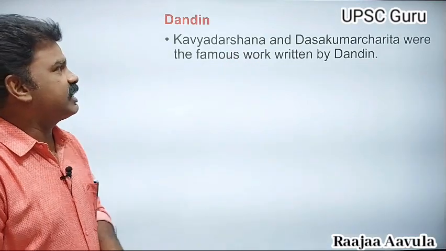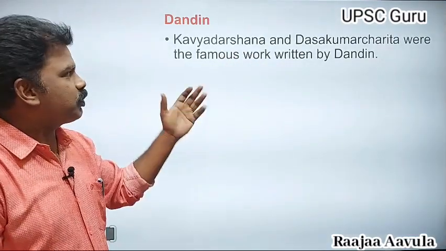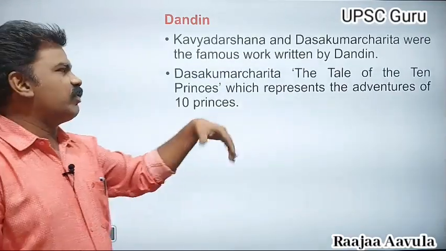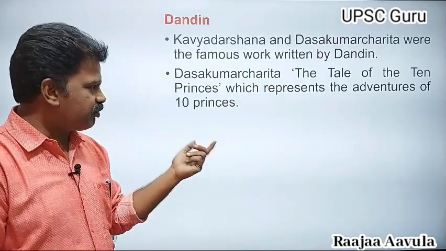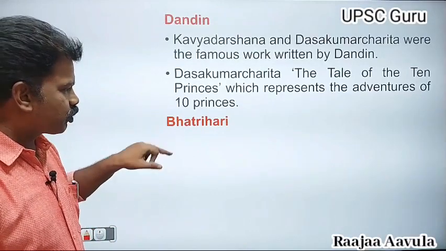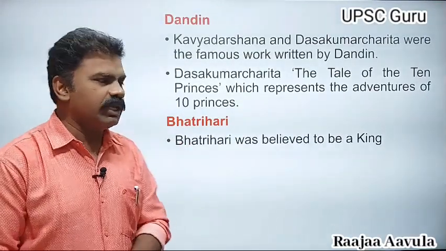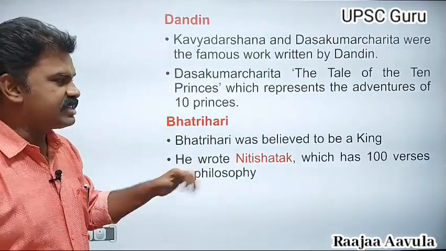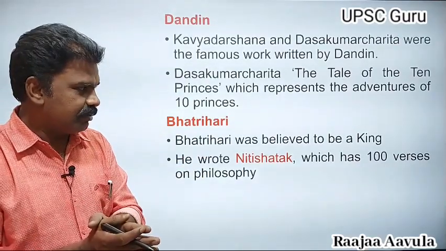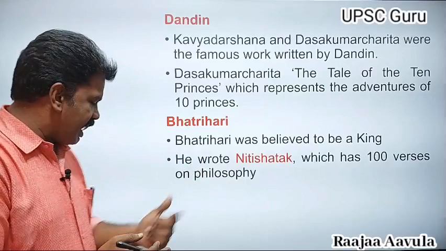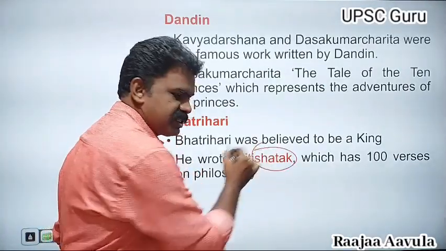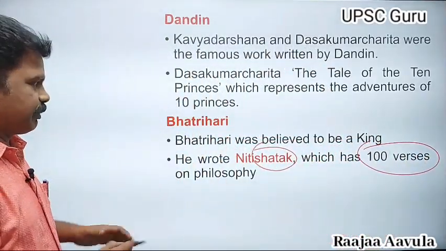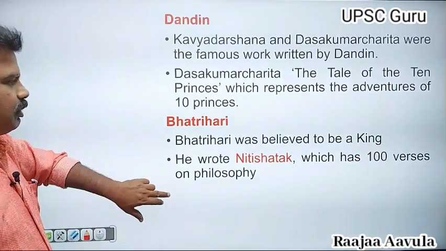Dandi wrote Dasakumara Charitra and also Kavya Darshana. These two were the famous works written by Dandi. Dasakumara Charitra means the tale of 10 princes, which represents the adventures of the 10 princes. After this, Bhartruhari, who was believed to be a king, wrote Niti Sataka. Sataka means 100. 100 verses were written by Bhartruhari. That is Niti Sataka.